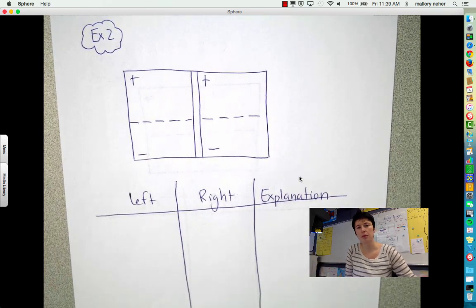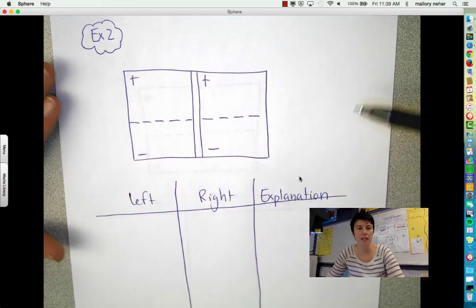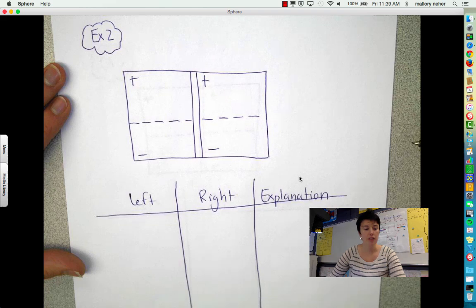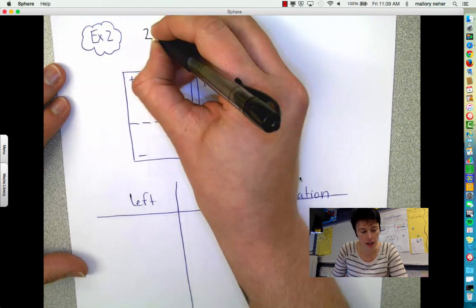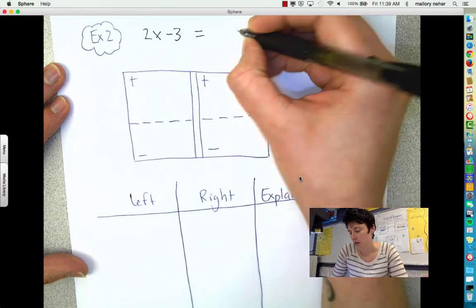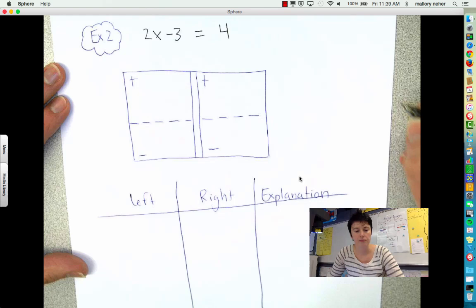All right, example 2. Same setup. If you want to pause the video so you can sketch this out, feel free. We're going to solve for x again. This time we're going to have 2x minus 3 equals 4.